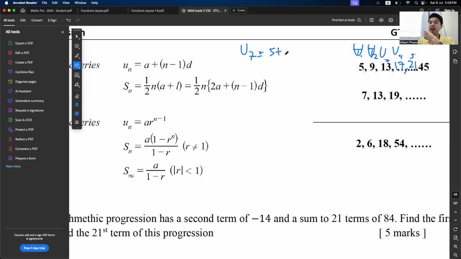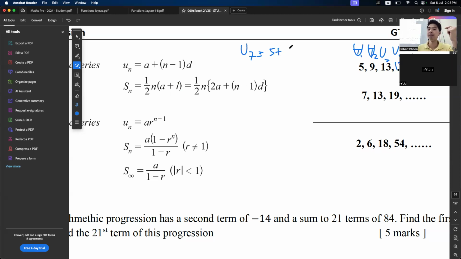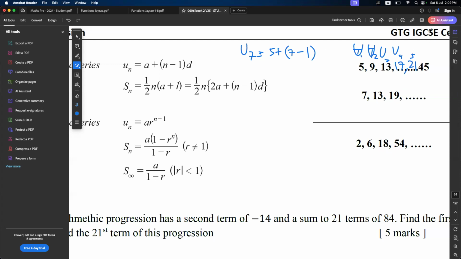5 plus N... which term am I looking for? I'm looking for the 7th term, so it's 7 minus 1. Then D, in this case, is how much? D is 4, times 4. Then I will be able to find the 7th term, which is 5 plus 6 times 4, 24. The 7th term is going to be 29.